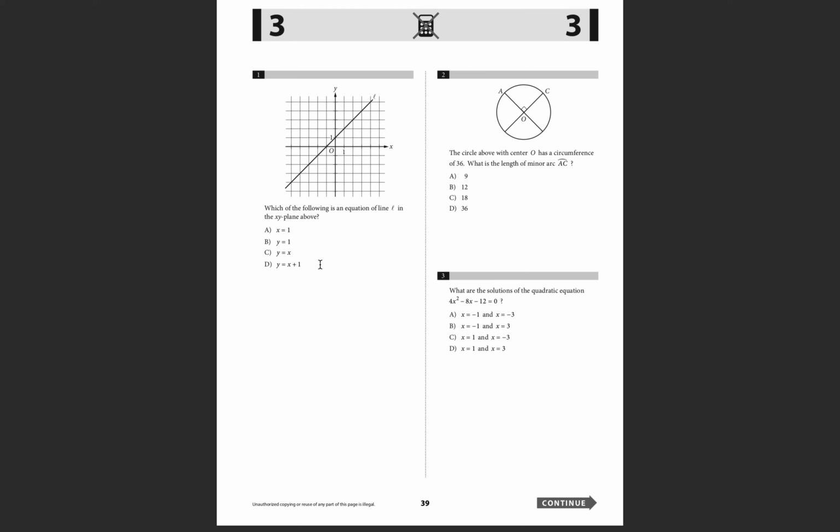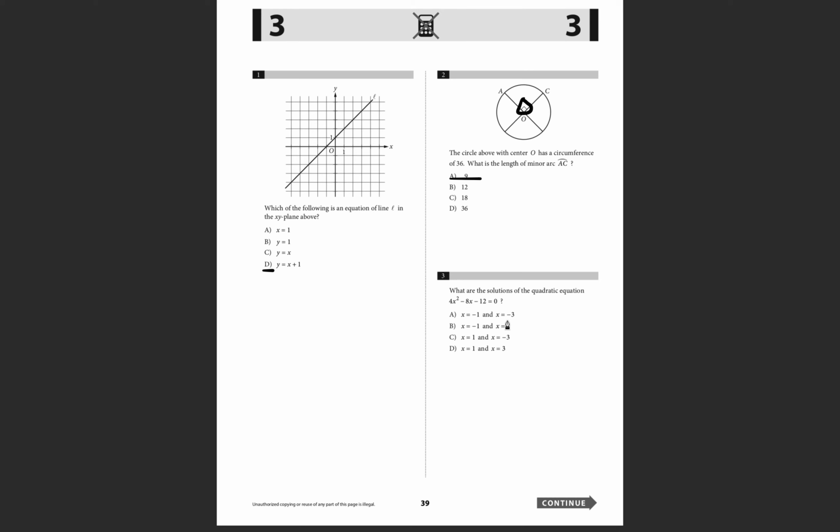And number 2, what's the length of the minor arc? Here, because this is a right angle, it is a quarter of the whole circumference of the circle O. So it should be a quarter of 36, which is 9.